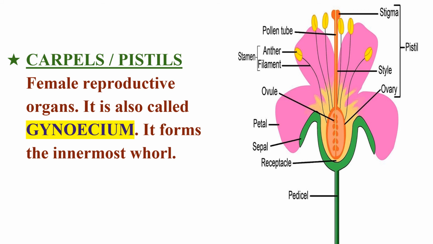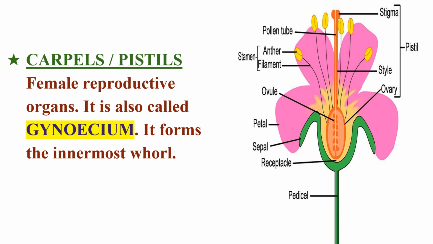Now we are going to study carpels or pistils. Carpels form the fourth and the innermost whorl of the flower. It is also called gynoecium. This whorl is the female reproductive part.